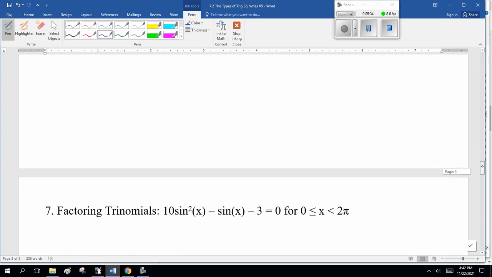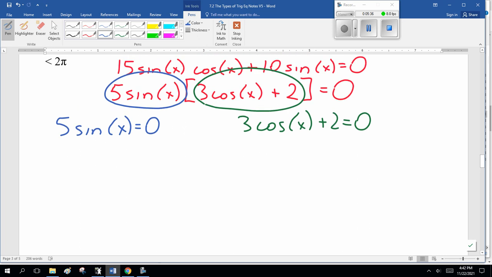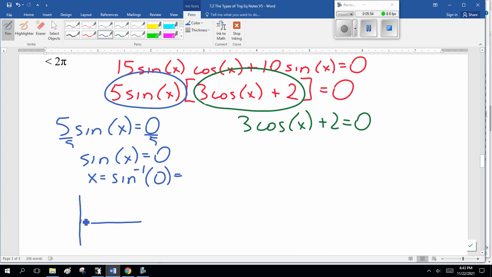So, 5 sine of x, divide both sides by 5. Sine of x equals 0. X is sine to the minus 1 of 0, which is, here I draw the sine graph, going to be 0 and pi. Okay, so I have two answers there.